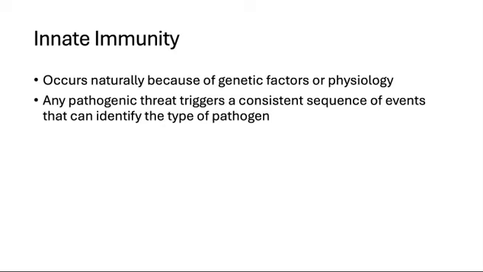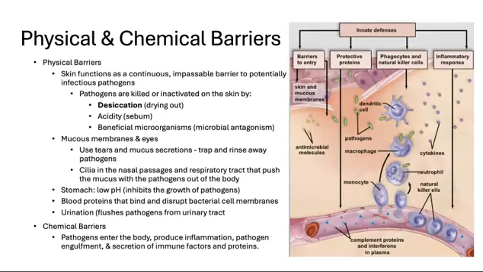So now let's get into our innate immunity. It's going to occur naturally because of the genetic factors and our physiology that is put in place when we are born. And any pathogenic threat is going to trigger this consistent sequence of events that can identify the type of pathogen, and this can be induced by infection or a vaccination, but it works to reduce the workload of our adaptive immune response. So first, let's get started with our physical and chemical barriers.